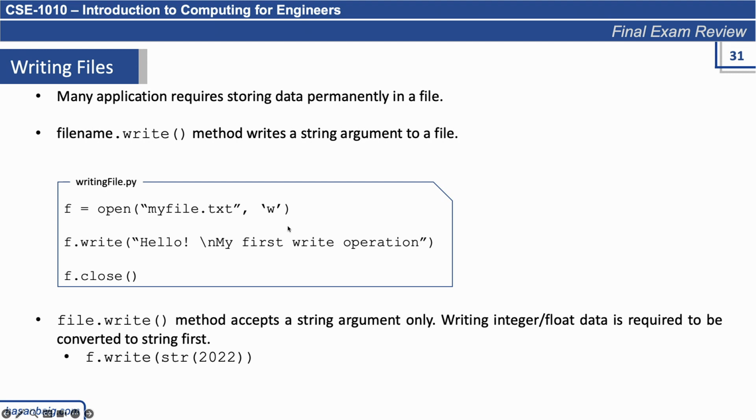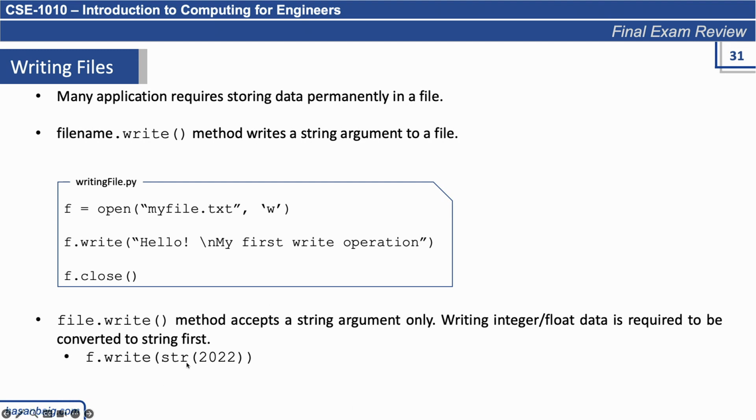If you have to write the content, you should open it in the write mode, and then you can write "hello, my first write operation", whatever you want to write, and then close it or do whatever you want to do. Again, whenever we are writing into a file, it has to be in string format. So if you have to process some data and write it into a file, you should know that first of all you have to process that mathematical data, convert it into a string format, and only then can you write it. This is a very important point.